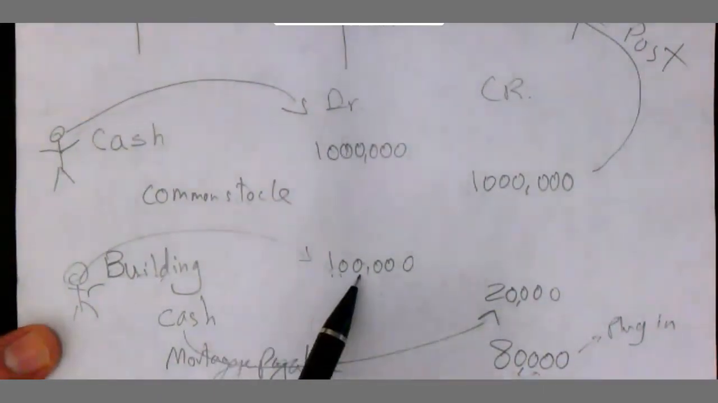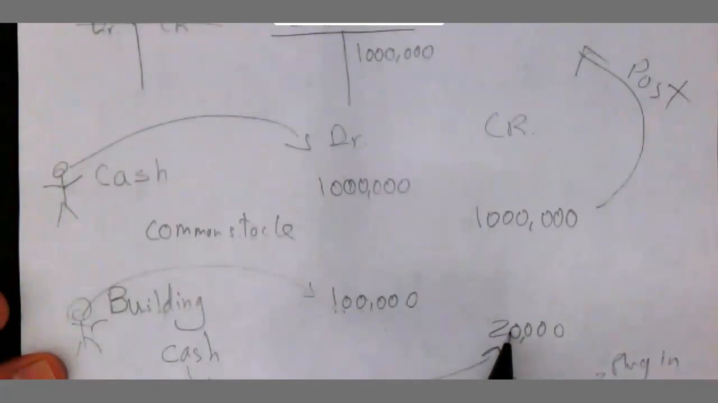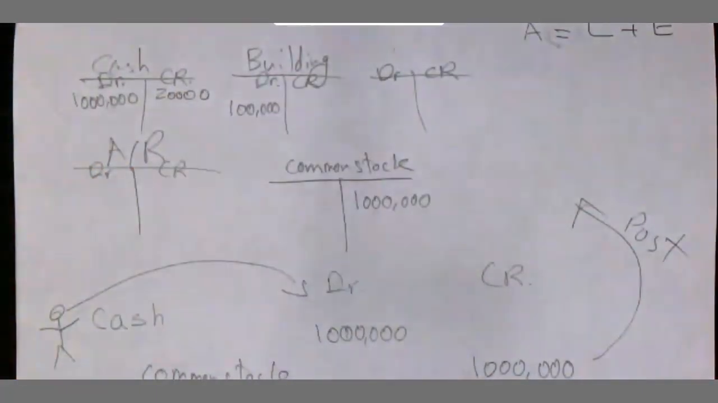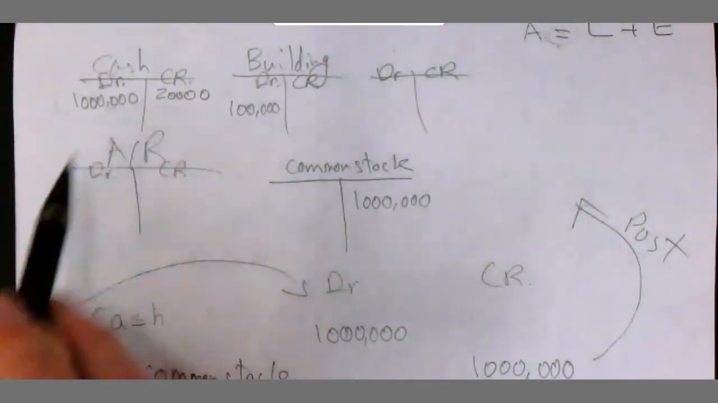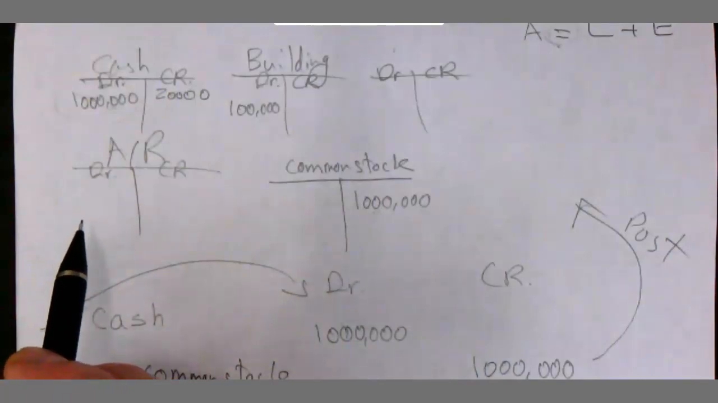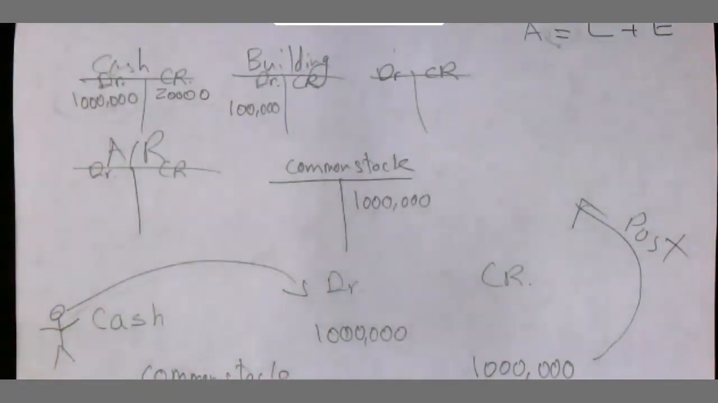So here is building, 100,000. That's a debit right there, debit. Cash, 20,000 credit. So here, cash is 20,000 credit. How much cash do I have now? Anyone? How much cash do I have? $980,000, right? 1 million minus 20.